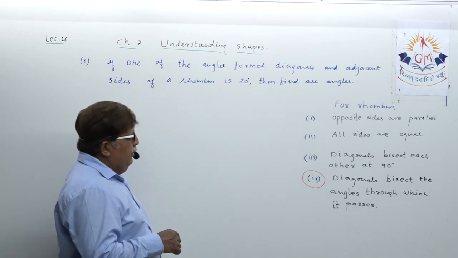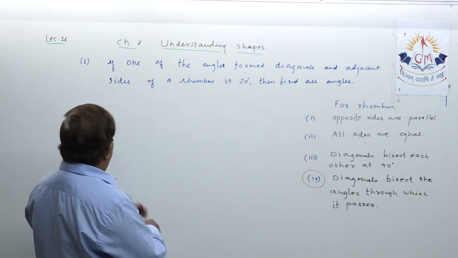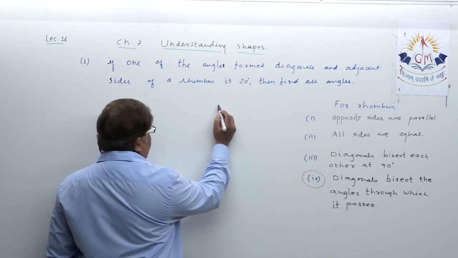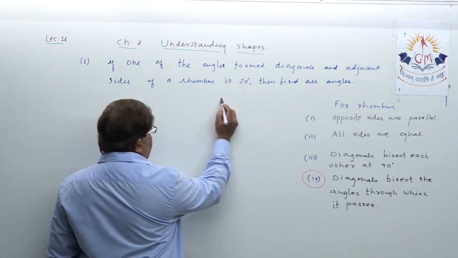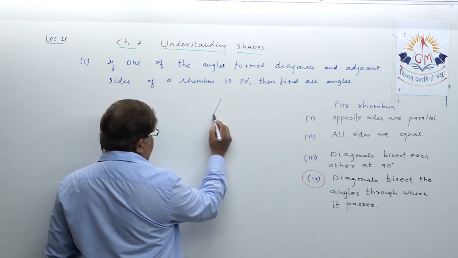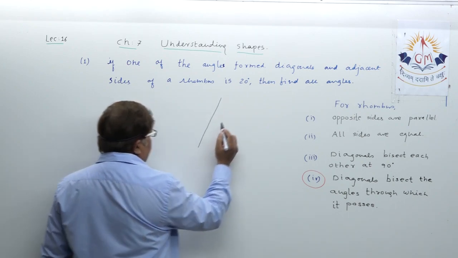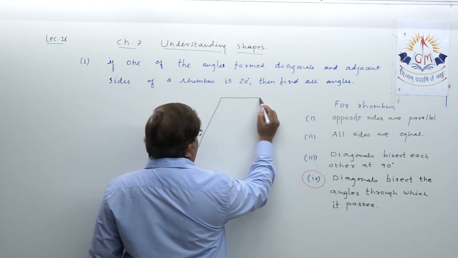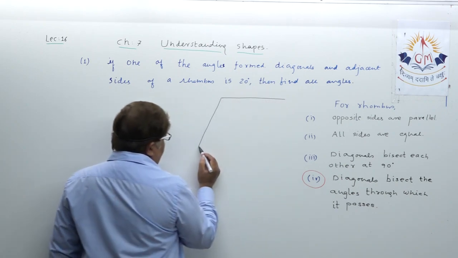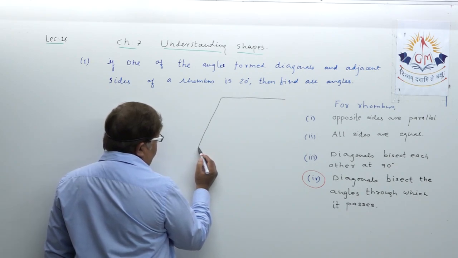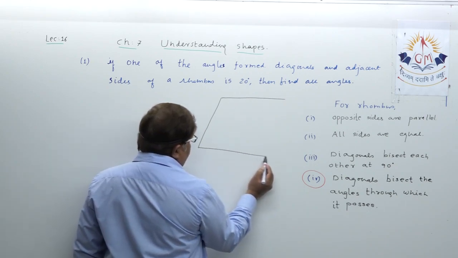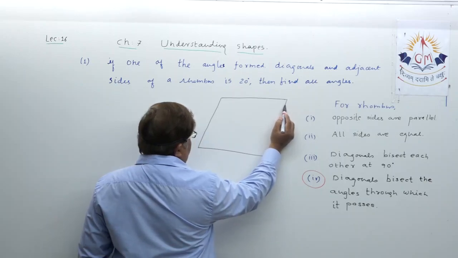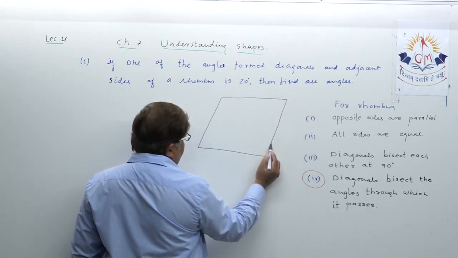Okay, let us try it out. First, as usual, we will draw a diagram of a rhombus. This is rhombus ABCD. When not mentioned, we customarily always take it as ABCD. Rhombus ABCD.